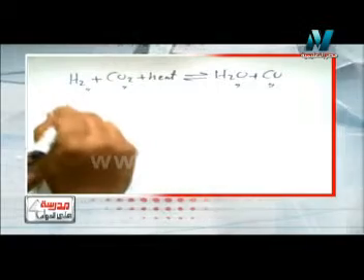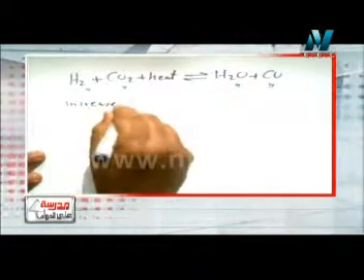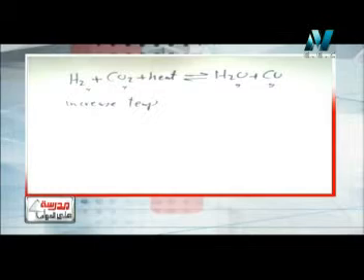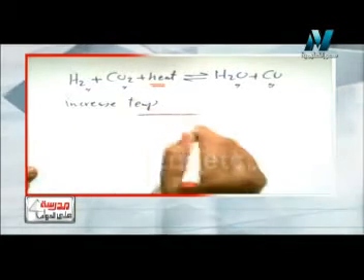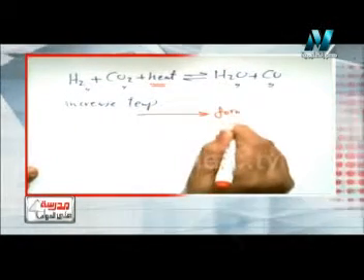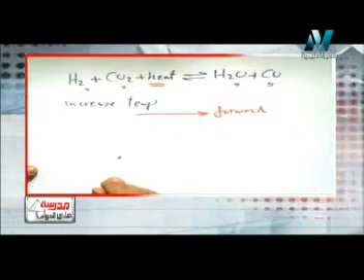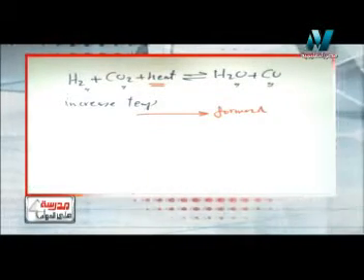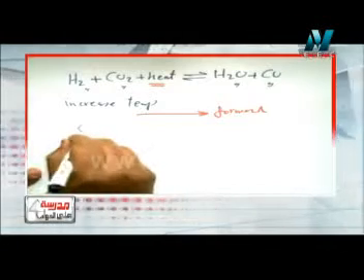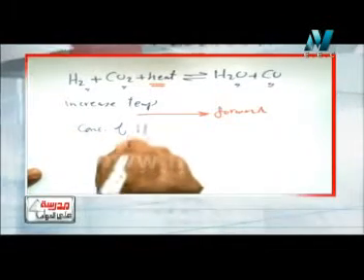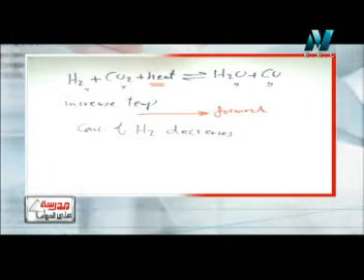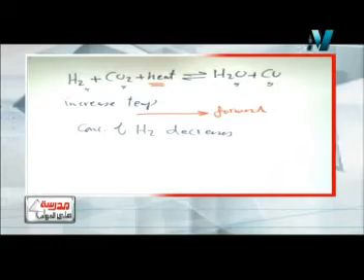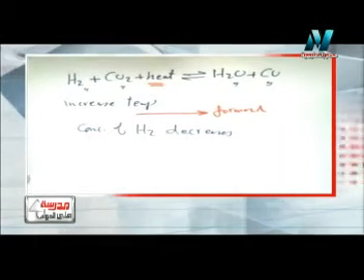About increasing the temperature: according to Le Chatelier, increasing the temperature will shift the reaction forward to decrease the effect of this change. So the concentration of hydrogen decreases. So increased temperature will decrease the concentration of hydrogen because this reaction is endothermic.